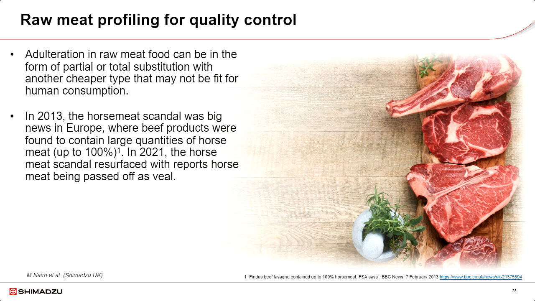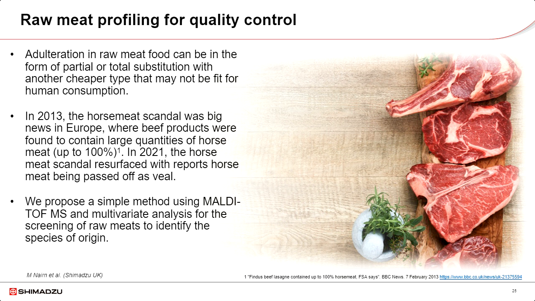In 2021, the horse meat scandal resurfaced, with reports of horse meat sold as veal. This type of criminal activity highlights a complete breakdown of traceability and quality standards in our food chain. In this application, we will see how MALDI-TOF MS combined with multivariate analysis can help in the screening of raw meats to confirm the animal species of origin.